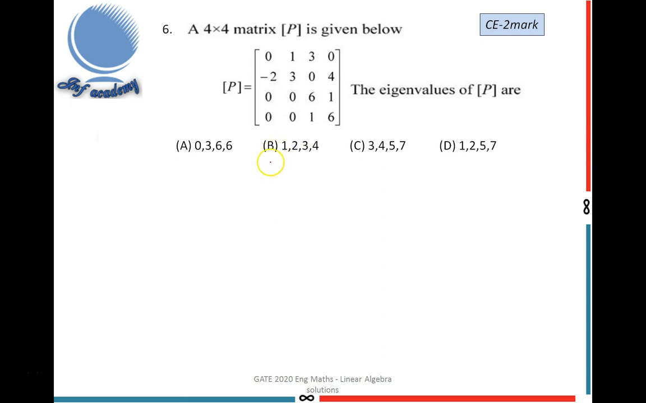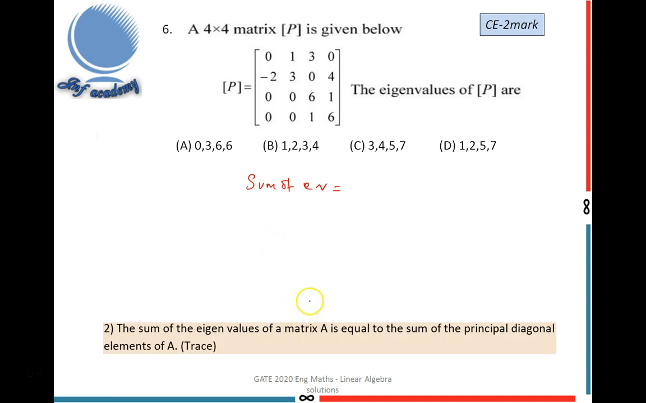First I use one property. The sum of eigenvalues is equal to the sum of the principal diagonal elements. So the sum of eigenvalues is equal to the sum of principal diagonal elements. Yes, the property is blinking below. That is 0 plus 3 plus 6 plus 6. This is equal to 15.